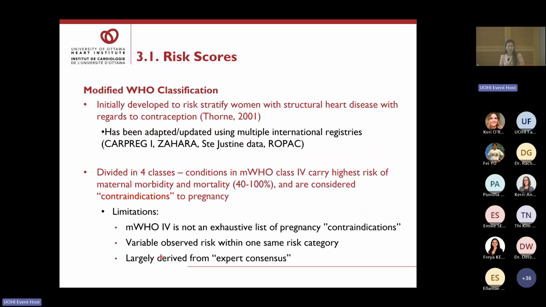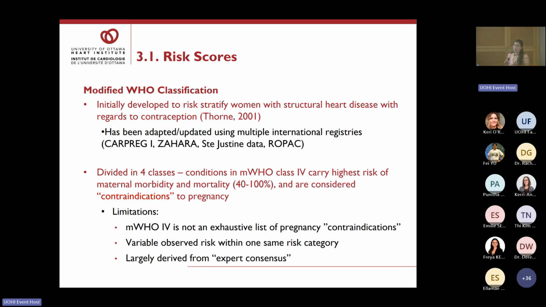So most people are very familiar with the modified WHO classification of pregnancy risk. This is a risk score that divides women in 4 different categories based on their underlying cardiac disease. I'll say a few things about this score, though.